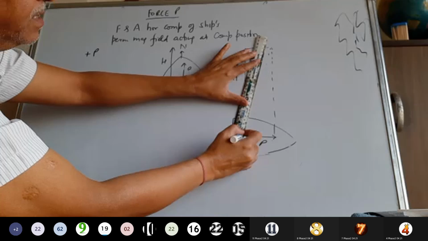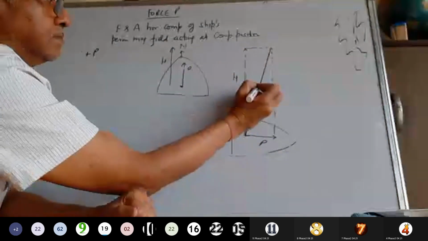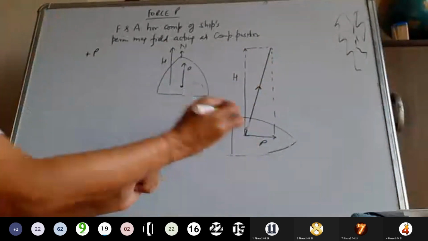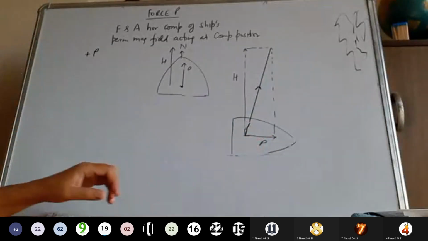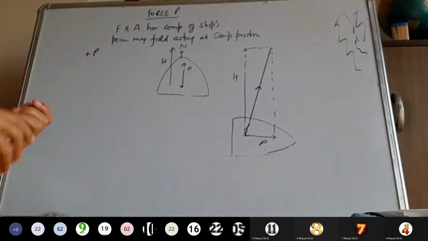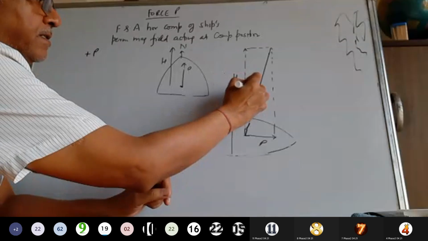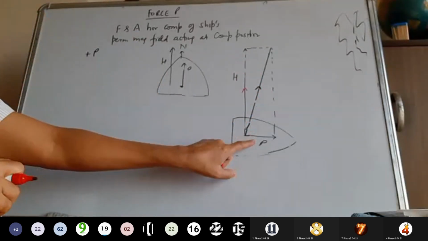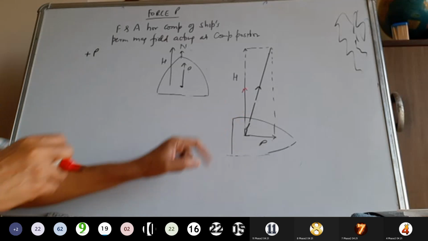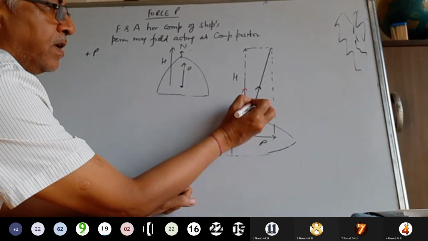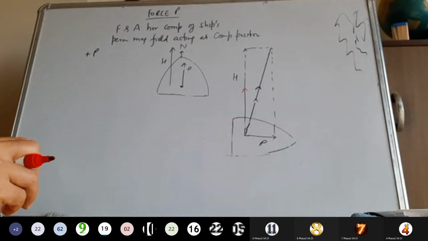Okay, so let us say this is the resultant of H and P. Now, if this force P was not there, your magnetic compass needle would have been pointing in this direction. But because this force P is present at the compass position, the needle will now point in the direction of the resultant of H and P, correct?